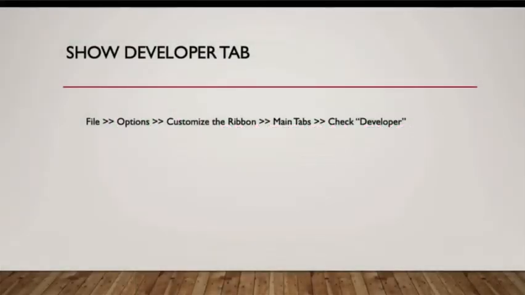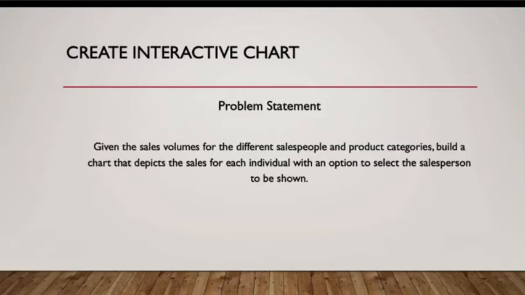Before we begin this lecture, I would like to first point out that for today's lecture, we need to have the developer tab available. In case you are not able to see the developer tab in the ribbon, you will have to make it visible first. You can do that by going to File, Options, and then click on Customize the ribbon. In the main tabs, you can check the developer tab and click OK. Once you do this, the developer tab will be visible in your ribbon. With that said, let's start with today's lecture.